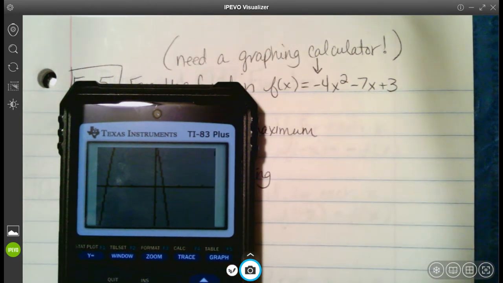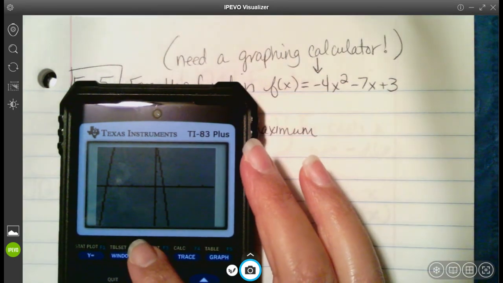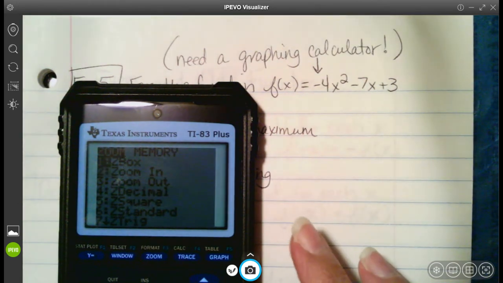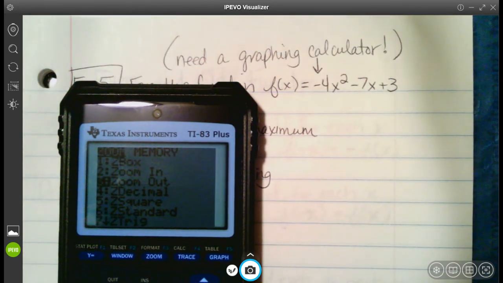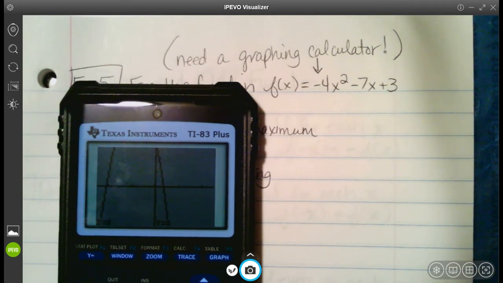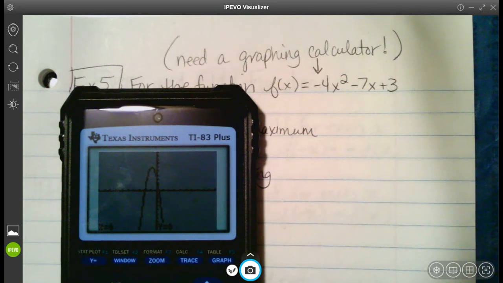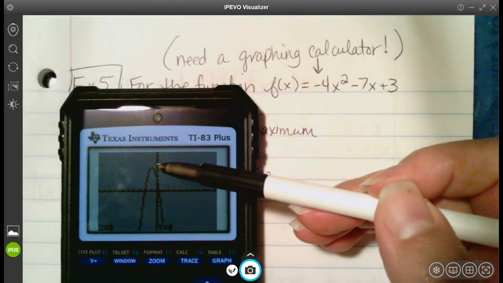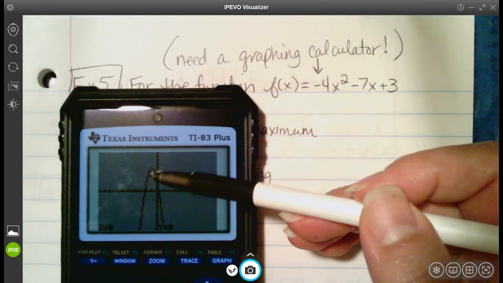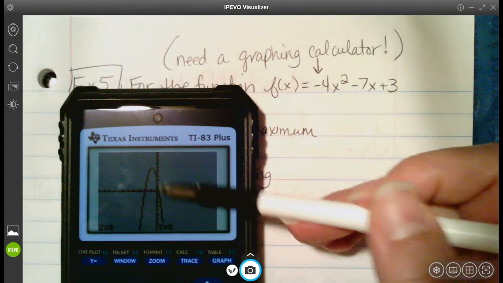And there it is. Notice that we really can't see. It looks like it's a parabola, but we can't tell, so we might have to zoom out. So I'm going to press the zoom key, and I'm going to zoom out. All right, there we go. So that looks a little bit better. Hopefully you can see that. It looks like the maximum is going to be here. And it's a maximum, you can tell, because the graph is going up and then it's going down.